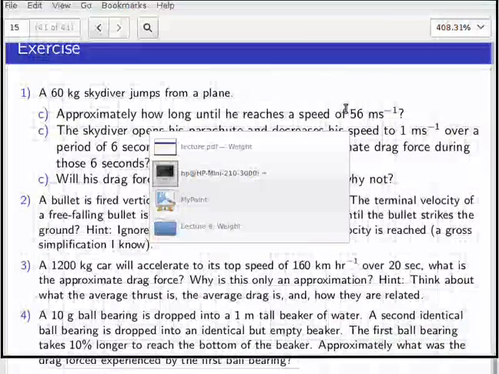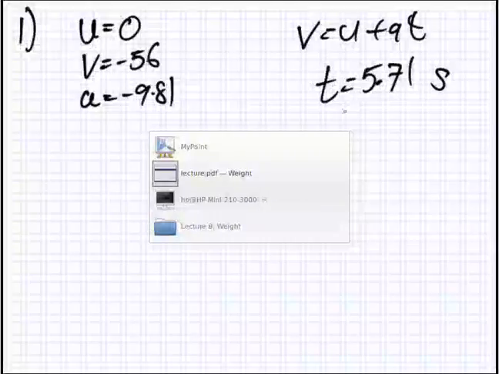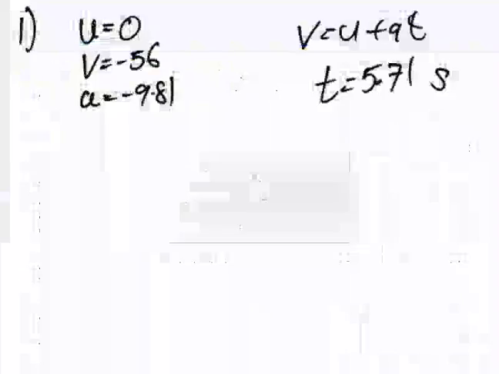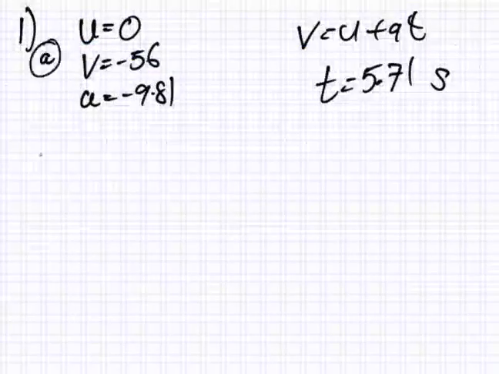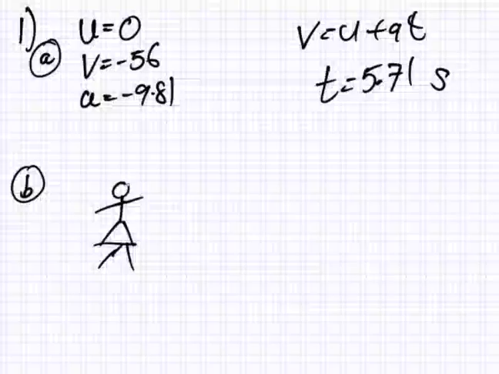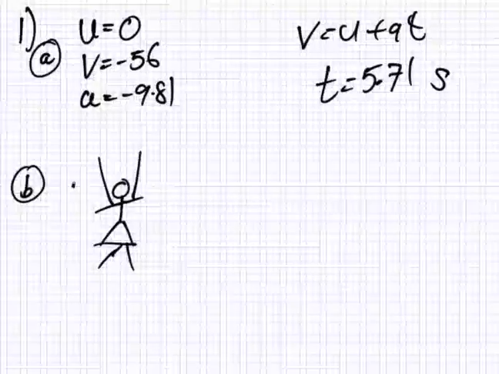Next. A. The skydiver opens his parachute and decreases his speed to 1 meter per second over 6 seconds. What is the drag force during this time? Okay. So that's A. That's B. So what happens here? We'll make it a girl this time. She opens the parachute.